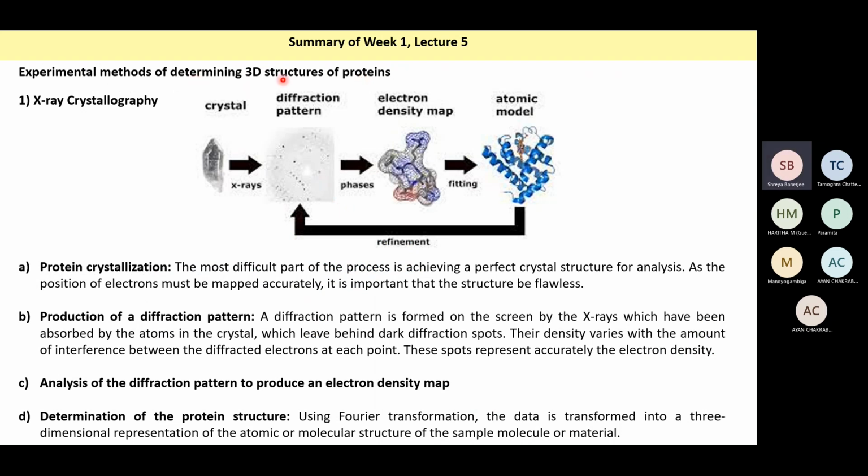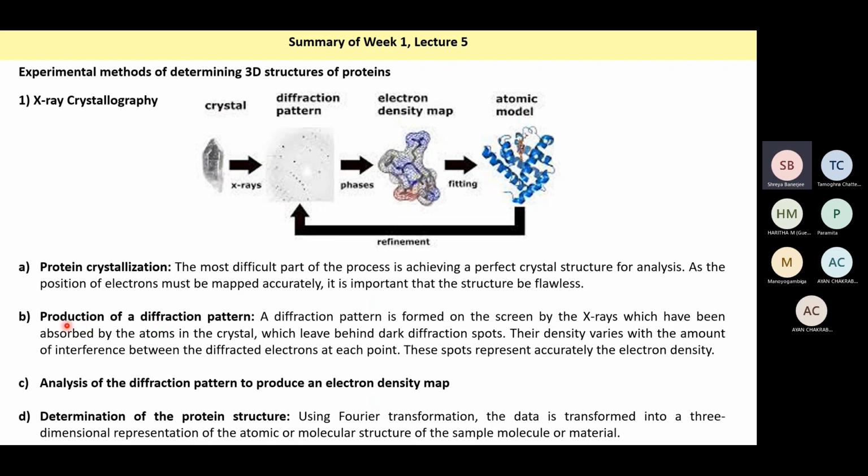He had also talked about 3 methods of determining the 3D structure of proteins. Firstly, X-ray crystallography. What is done here is that first the protein is crystallized. This is the most difficult part of the process, because a perfect crystal is needed so that the position of the electrons can be mapped accurately.